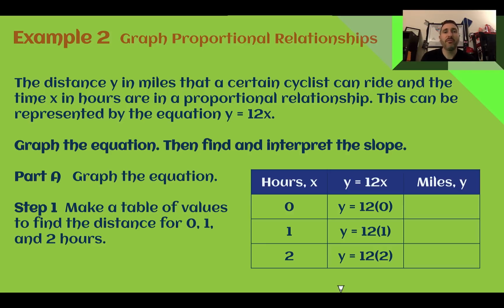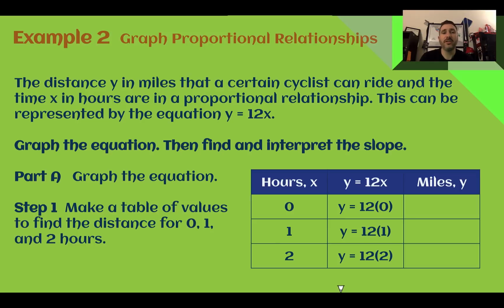Example 2, graph proportional relationships. The distance y in miles that a certain cyclist can ride and the time x in hours are in a proportional relationship. This can be represented by the equation y equals 12x. Graph the equation, then find and interpret the slope.